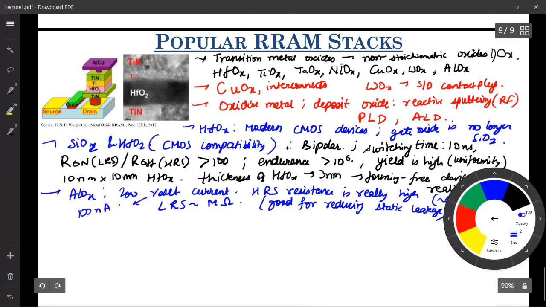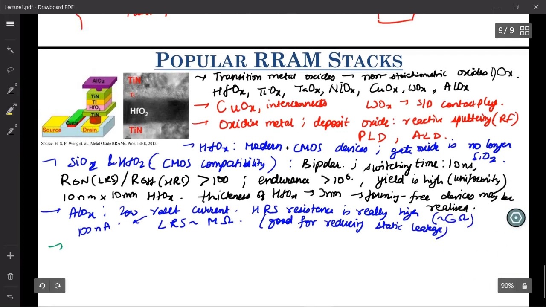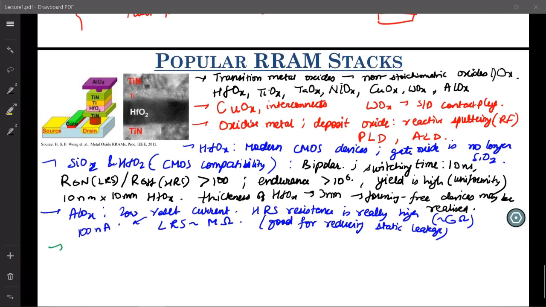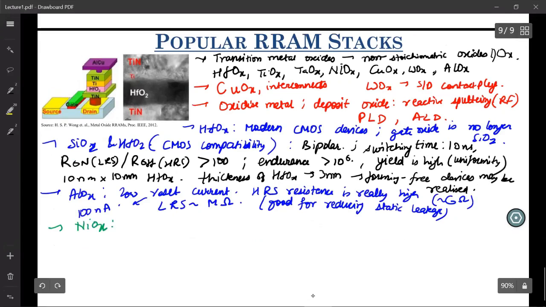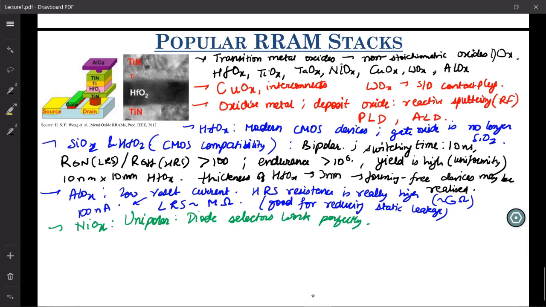Now another stack which has been widely studied is NiOx. So let me just write that as well. The best part about NiOx is it's unipolar. Why do I call unipolar a good quality? Because for unipolar devices, even diode selectors work perfectly fine. Diode selectors have a low area as compared to your MOSFET selectors, and as such you can realize a small area memory cell. So that is why NiOx is also promising.